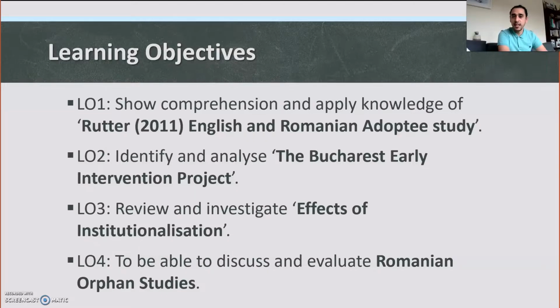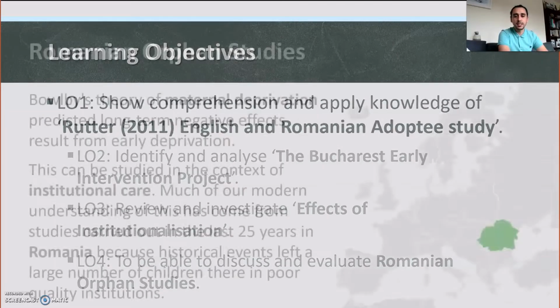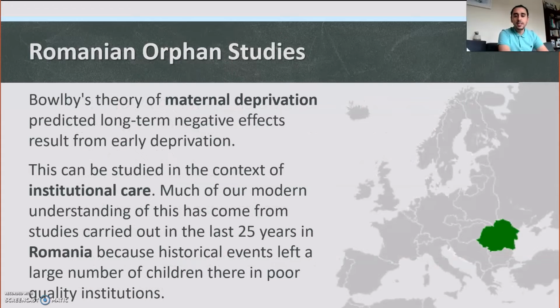Rutter's 2011 English and Romanian Adoptee Study. Bowlby's theory of maternal deprivation predicted long-term negative effects result from early maternal deprivation. This can be studied in the context of institutional care. Much of our modern understanding of this has come from studies carried out in the last 25 years in Romania, because historical events left a large number of children there in poor quality institutions.